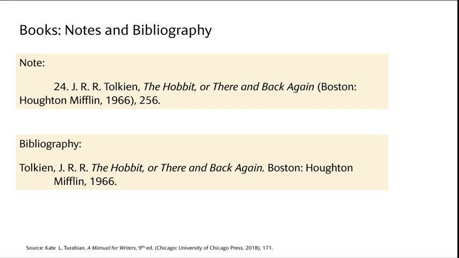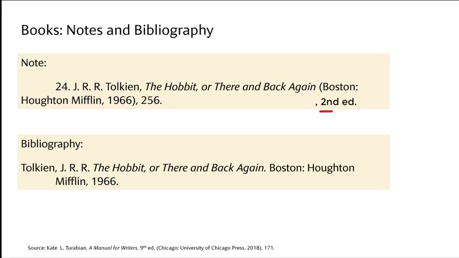Following the title is no punctuation unless you need to insert an edition number, for example, second edition. In this case, follow the title with a comma and the abbreviated form of second edition using a numeral. Next is the publication information. A set of parentheses encloses the city of publication, followed by a colon, the publisher name, followed by a comma, then finally the date of publication.